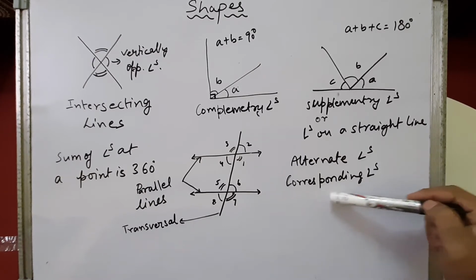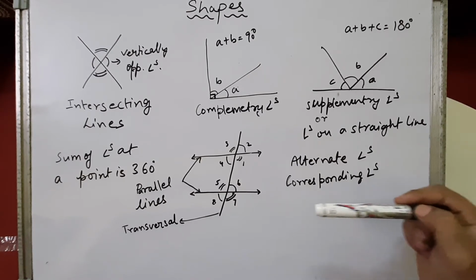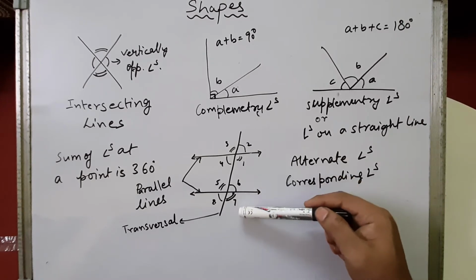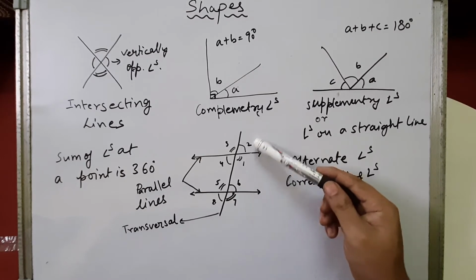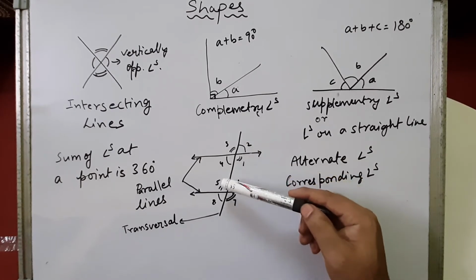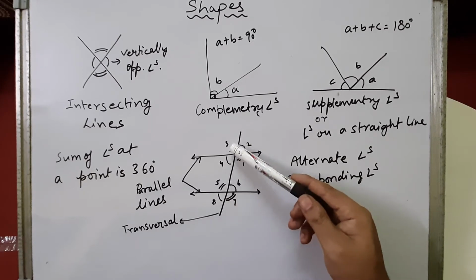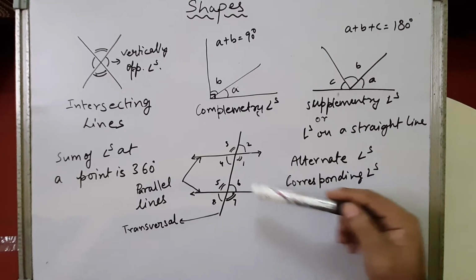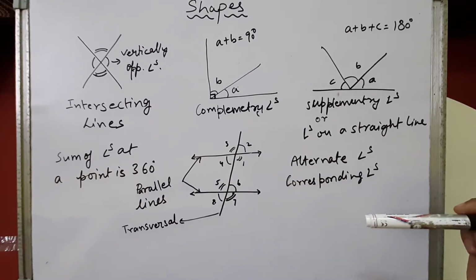Similarly, what are corresponding angles? The angles of the same measure on the same side of the transversal. Like 1 and 7 are corresponding angles. 2 and 6 are corresponding angles. Similarly, 3 and 5 are corresponding angles, they are of the same measure and on the same side of the transversal, right? 4 and 8 are corresponding angles, right?